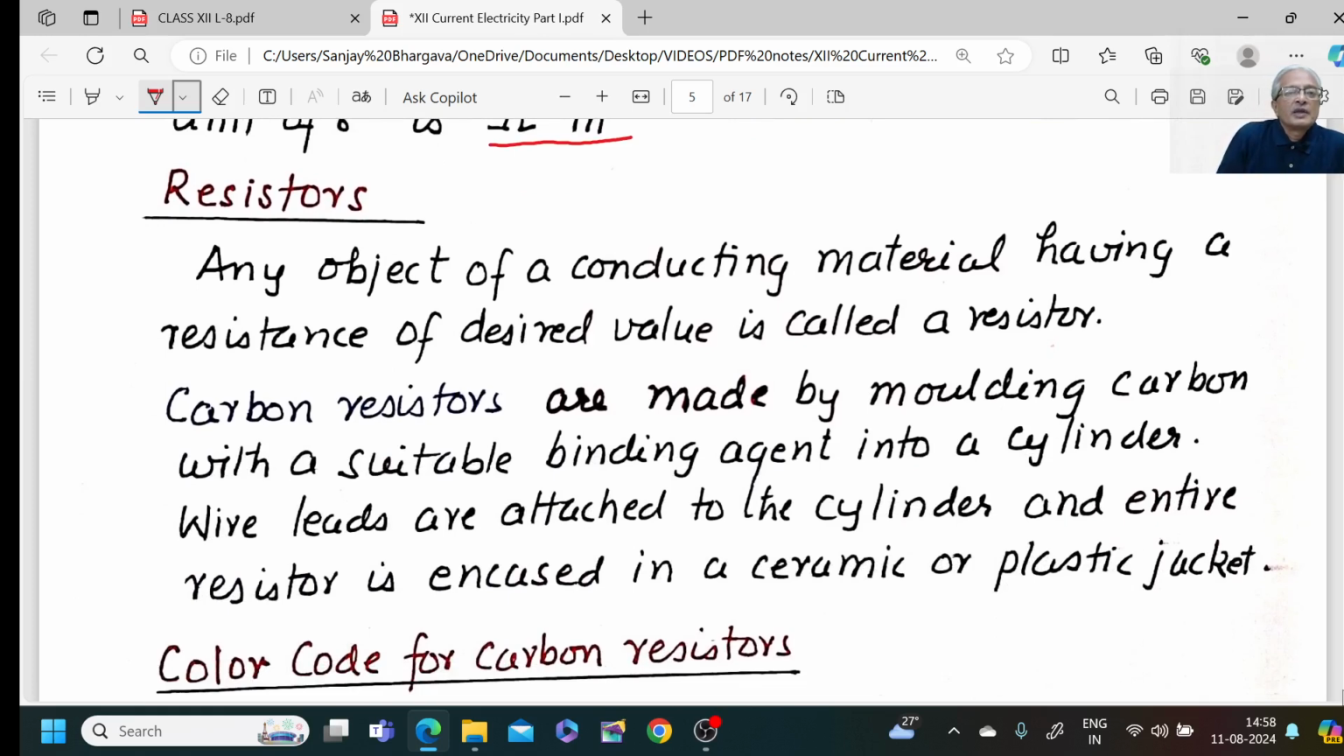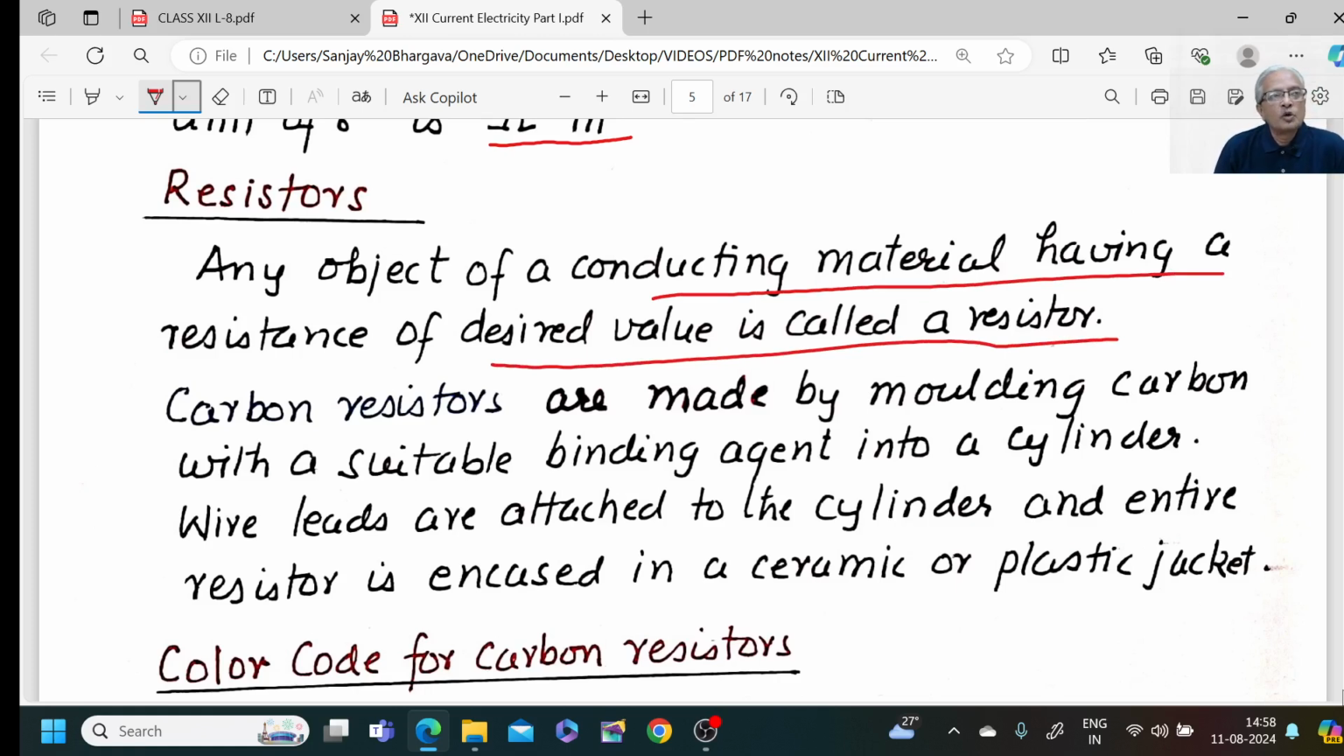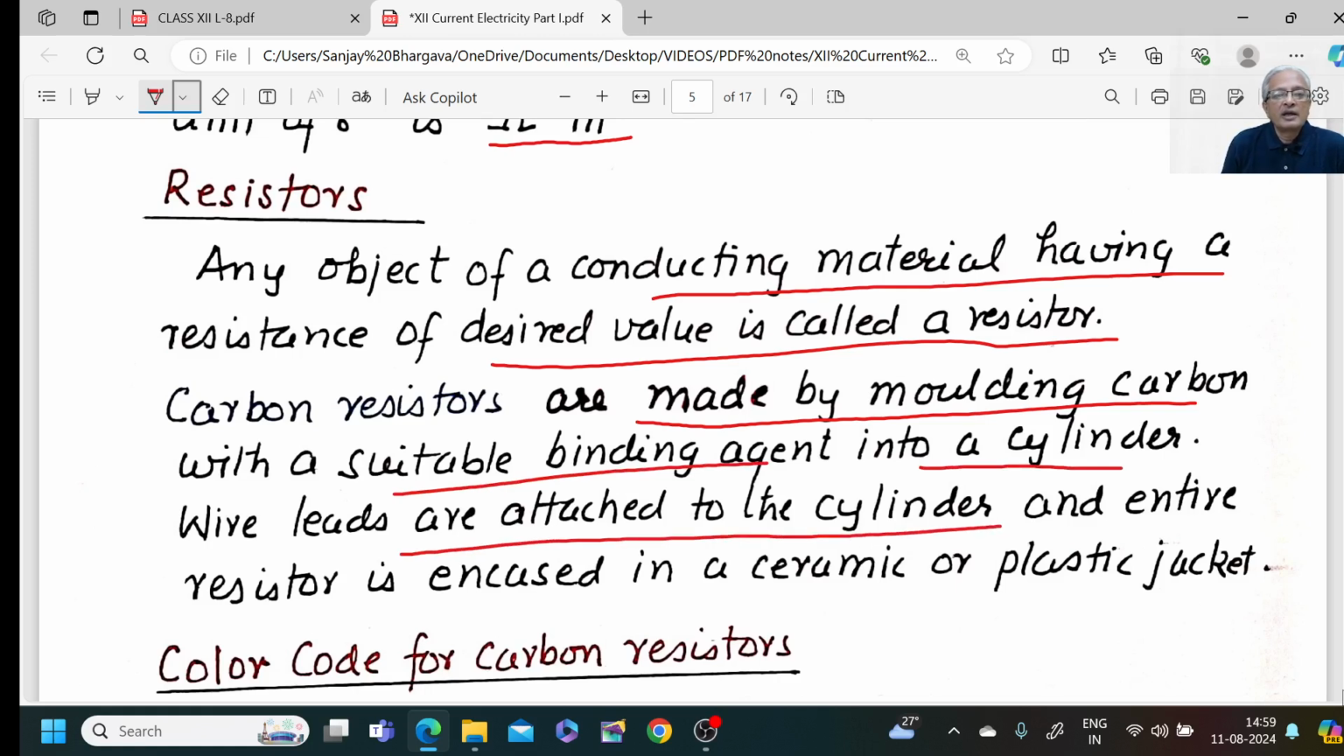Now resistors, these are the devices which are used to introduce resistance in electrical circuits. Any object of a conducting material having a resistance of desired value is called a resistor. You can have a 1 ohm resistor, 2 ohm resistor, 100 ohm resistor, 500 ohm resistor, mega ohm resistor, everything possible. Carbon resistors are made by molding carbon with a suitable binding agent into a cylinder. Wire leads are attached to the cylinder and the entire resistor is encased in a ceramic or a plastic jacket.